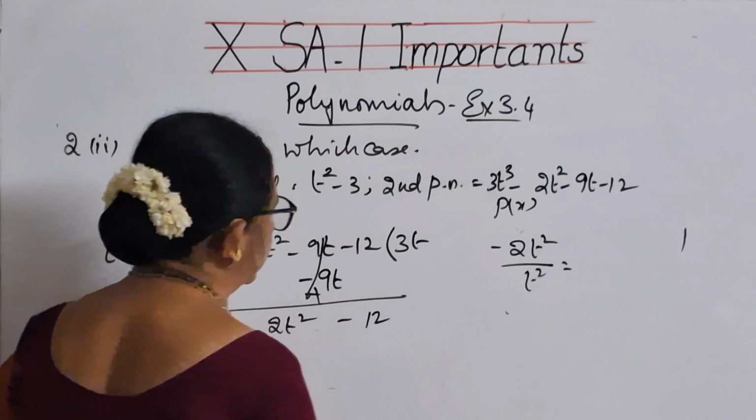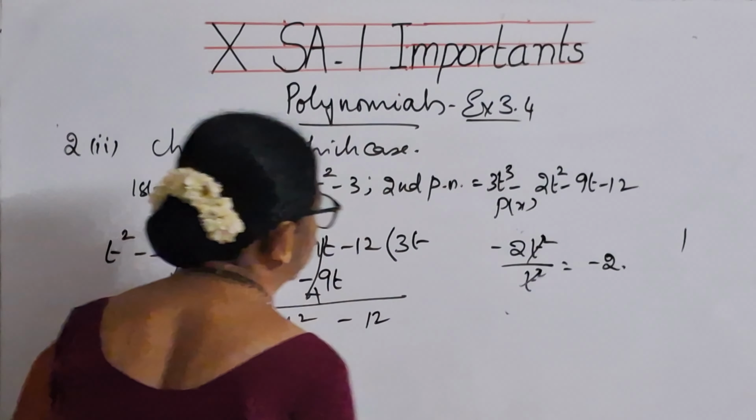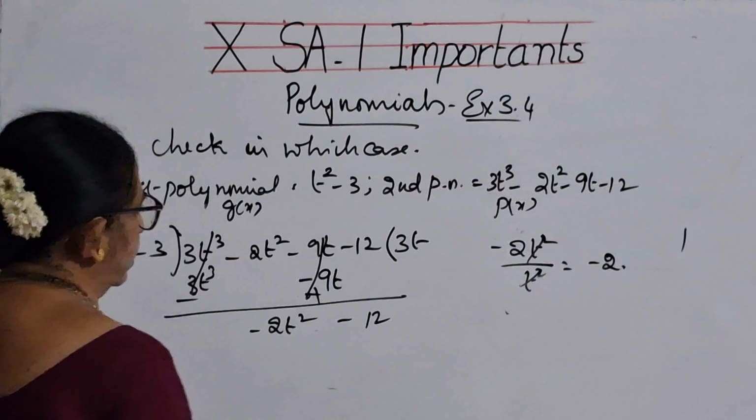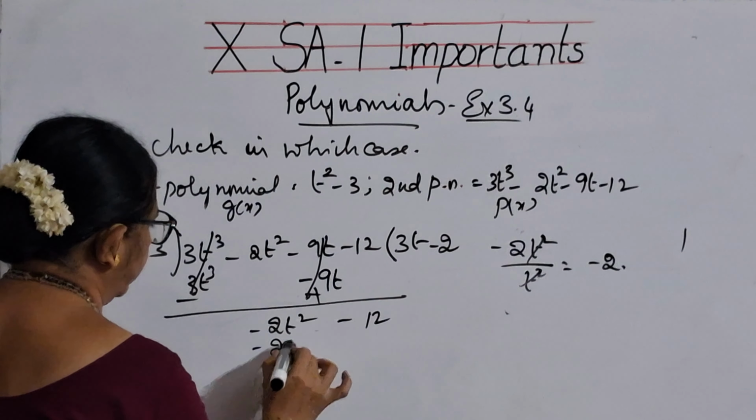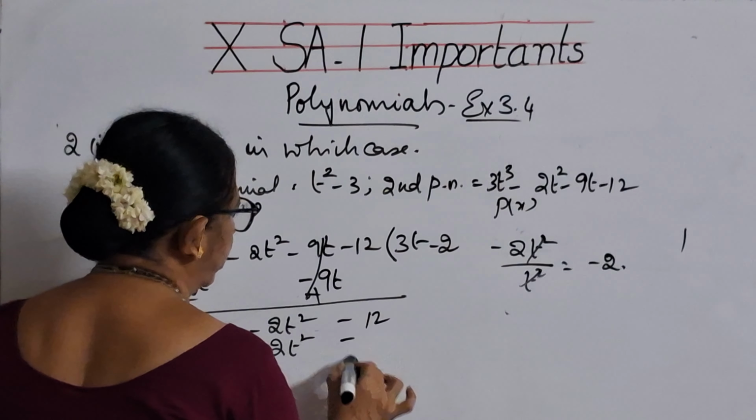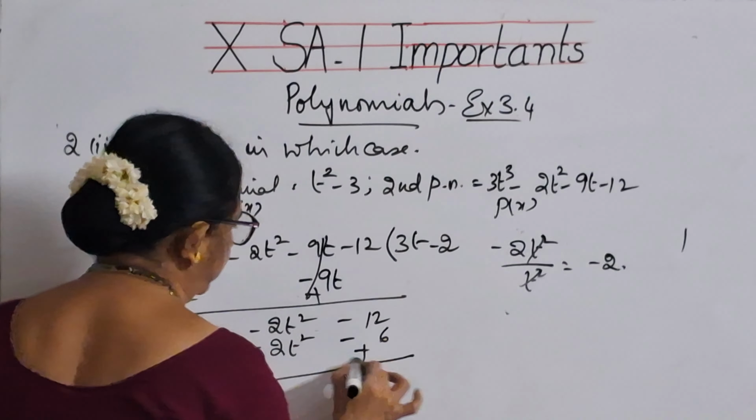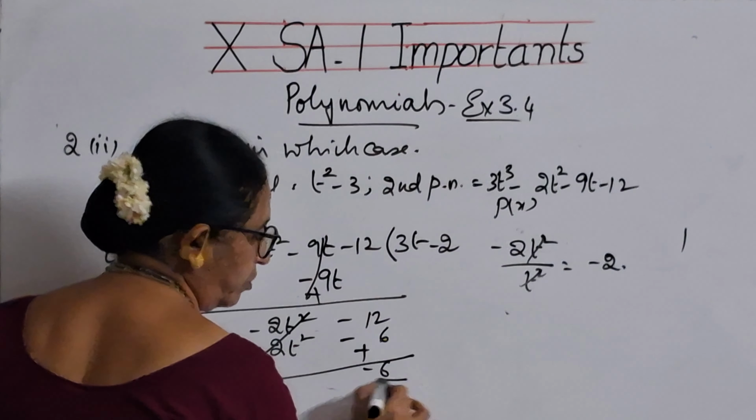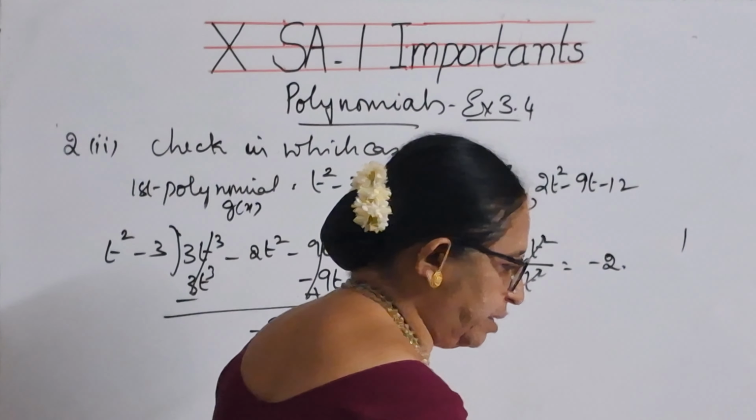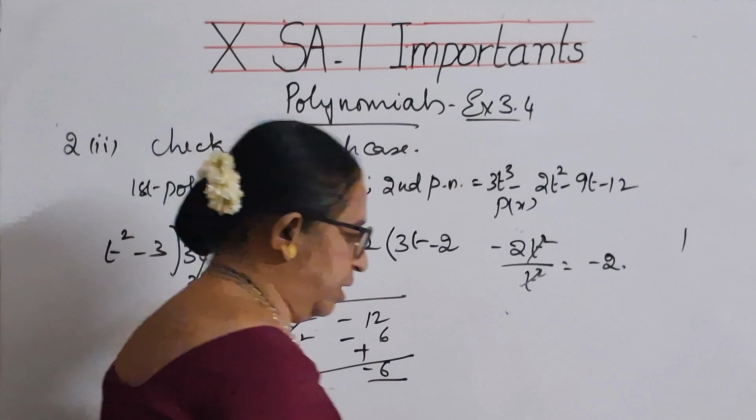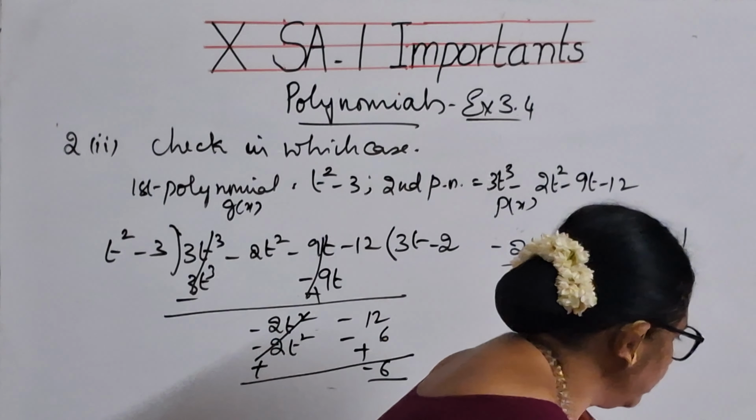So how much are you getting, children? t square will get cancelled, and minus 2 you are getting. So take minus 2, t square minus 3, 2s are 6, plus and plus. What are you getting, children? You are getting minus 6. Okay, you are getting its value as minus 6.